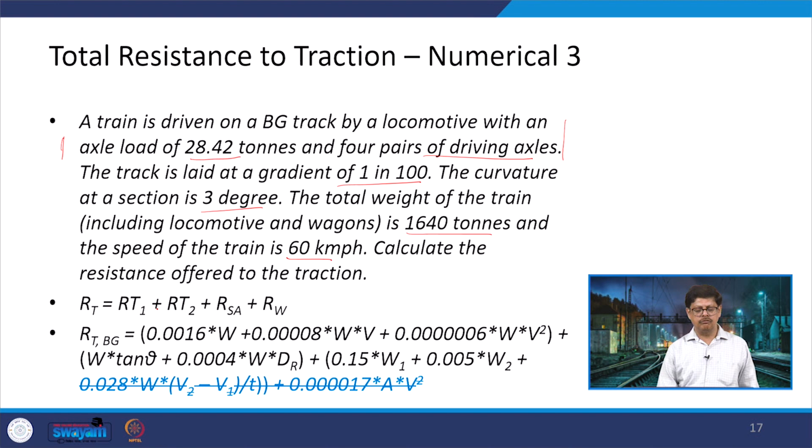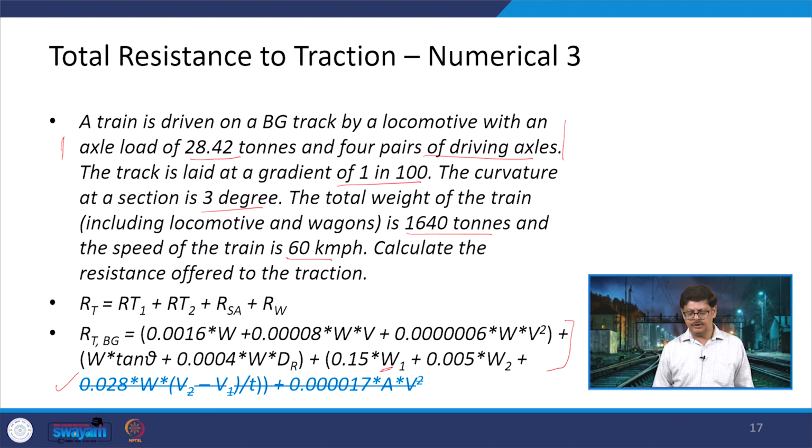If we talk about the overall system, then it is RT1 plus RT2 plus RSA plus RW, but nothing is being defined in terms of the wind effect. So, RW is not there, and if we talk about RSA, then this is also not being discussed. So, that part will also not be there, and that is where it has been struck out. So, we are left with only this much portion of our bigger formula to calculate the resistances. Now, what we need to do is we need to put in the information here.